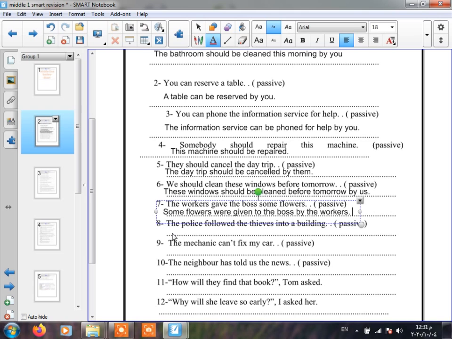Now let's go to number 8. The police followed the thieves into a building. So here, my object is the thieves. So, the thieves, was or were, am or is or are. This sentence is in the past simple. So I have to use was or were after the object, and then the past participle. So the thieves were followed into a building by the police.